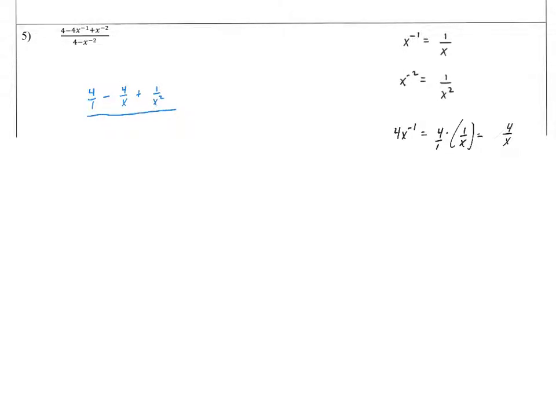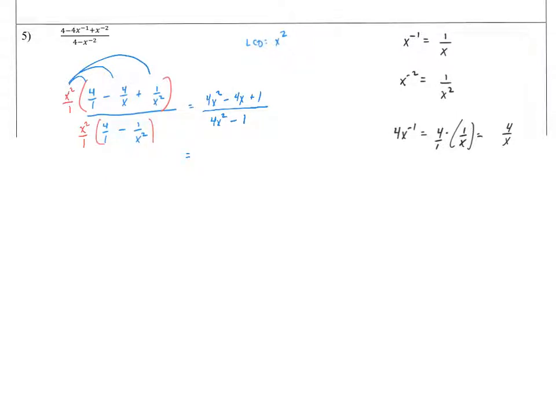In the denominator, we have 4 over 1 minus 1 over x squared. The LCD is x squared. So that means we're going to multiply the numerator and the denominator by x squared. And it helps if you put over 1. Now we're going to distribute. We'll get 4x squared minus 4x plus 1. In the denominator, we'll get 4x squared minus 1.